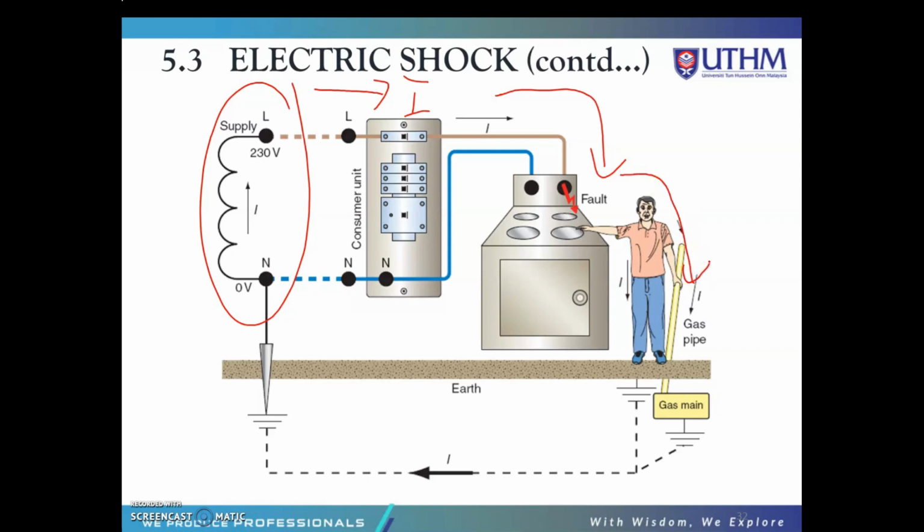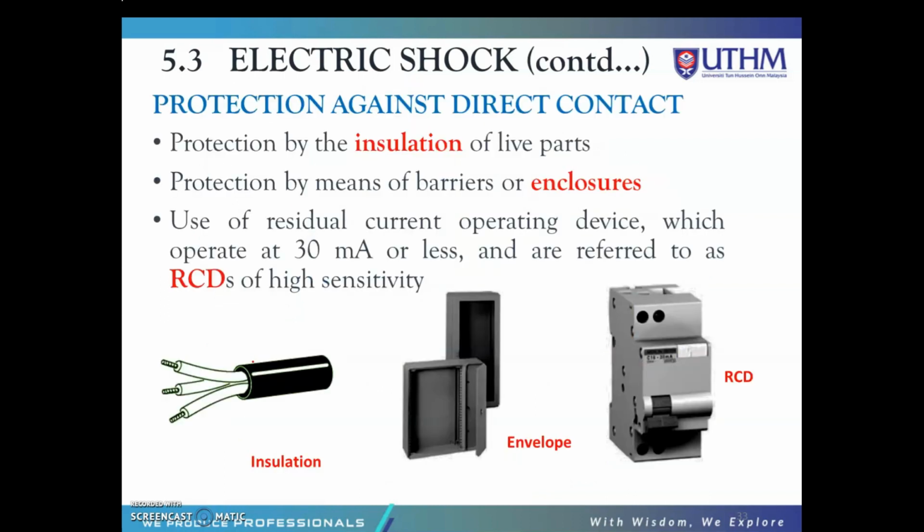As our body is a conductor, plus this man holds the metal gas pipe, which is also a conductor, the current will pass through the pipe and go through the ground and back to the supply. So this man will face an electric shock that can kill him if the protection is not available or not functioning well. So we have to protect against this direct and indirect contact.